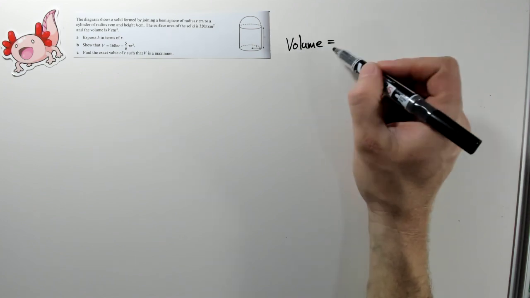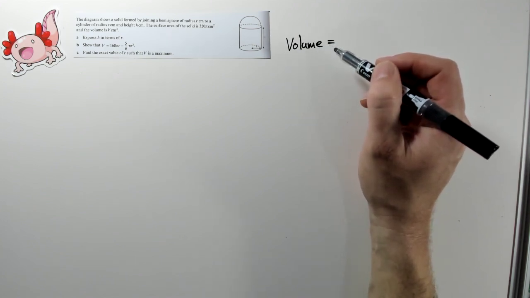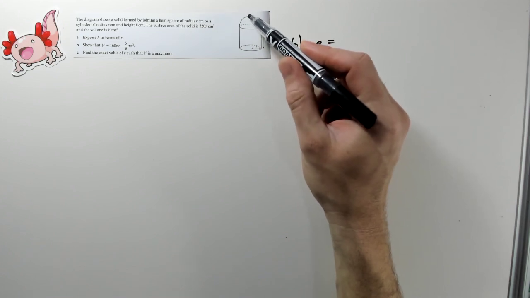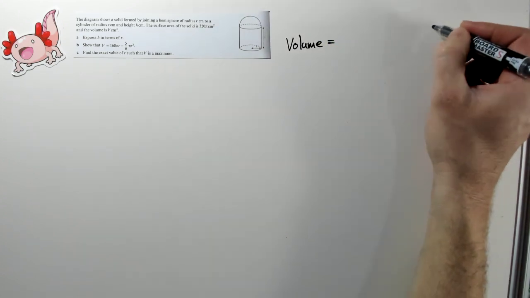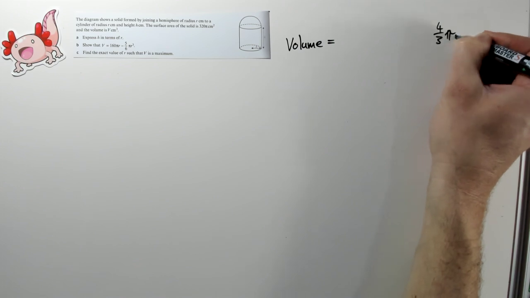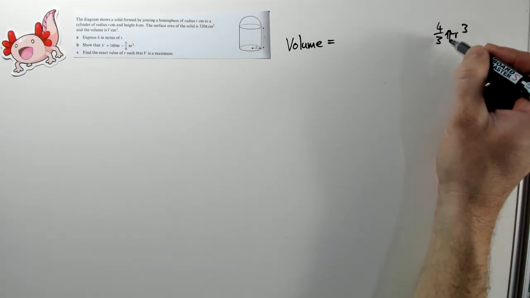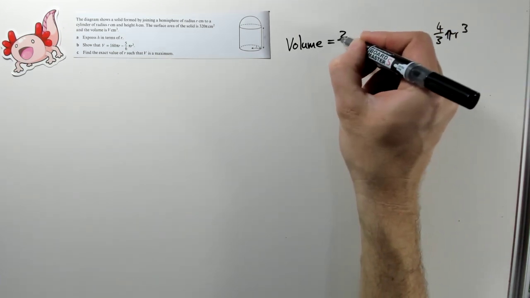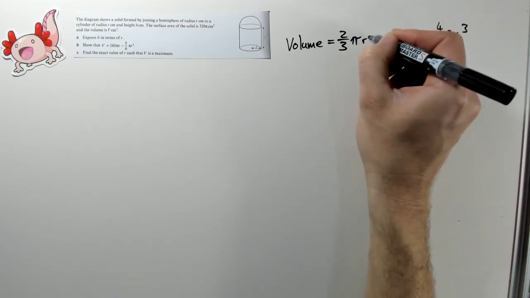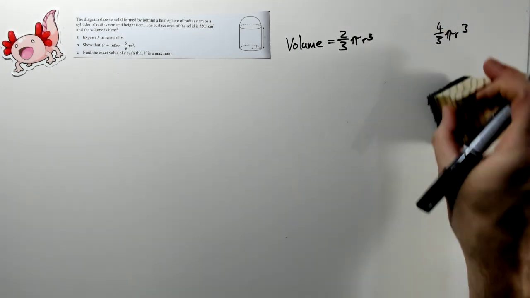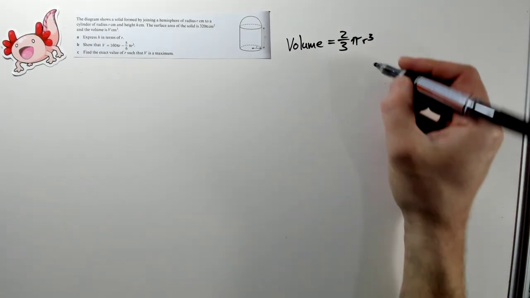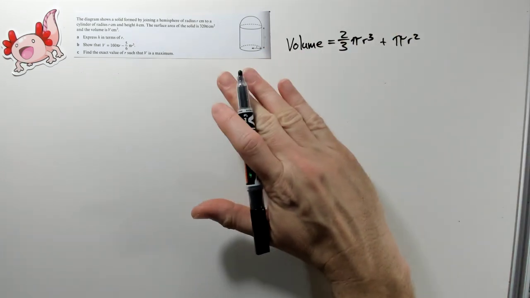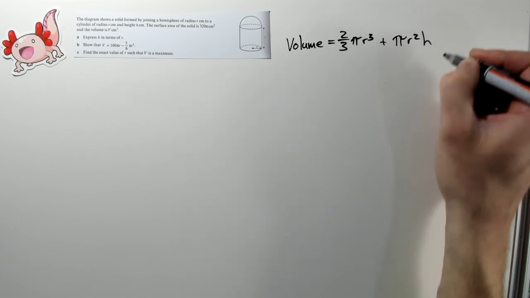I would probably write volume, and then I have to figure out what the volume would be. Now, the volume of a whole sphere is 4 over 3 pi r cubed. But this is a hemisphere, so it's going to be half of that, so 2/3 pi r cubed. So that's the hemisphere, and then plus the cylinder, which is pi r squared, the base, times the height, which is just h in this case.